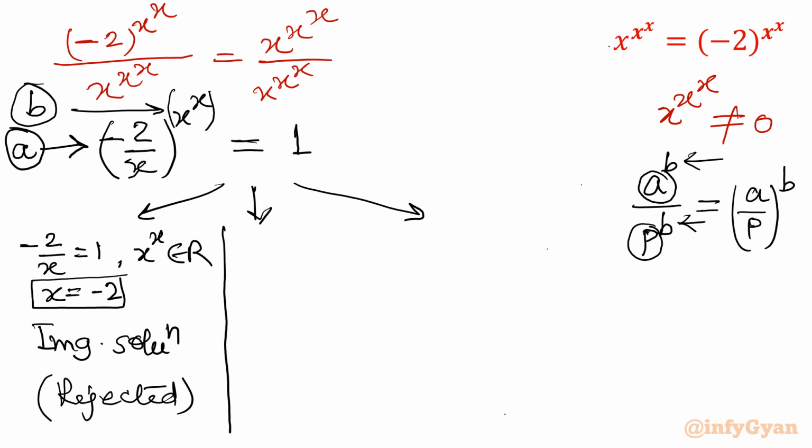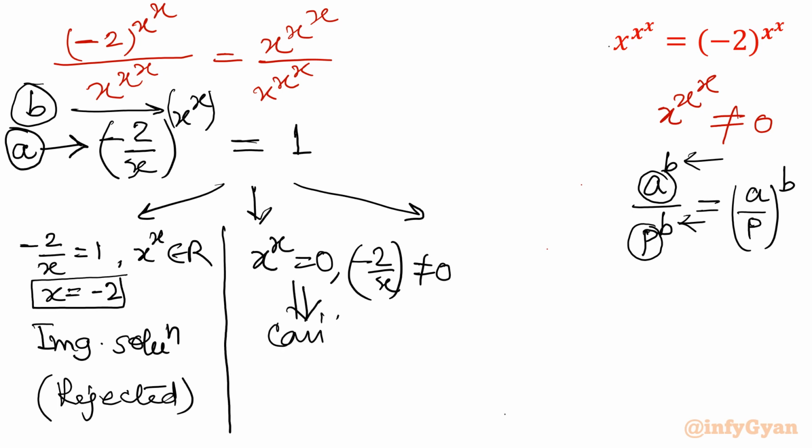Second form, your power is 0, x power x is 0, and for -2 over x, the base should not be equal to 0. See, this is not true. Rejected. Not possible. See, x power x is always greater than 0. It is not equal to 0. So rejected.